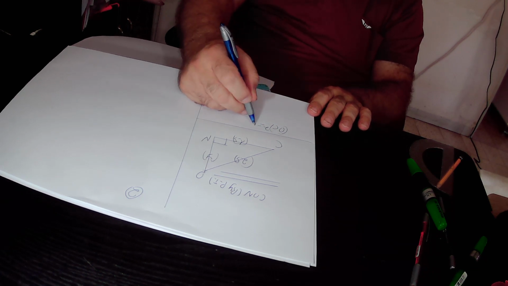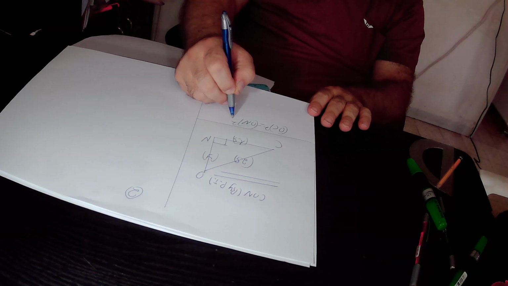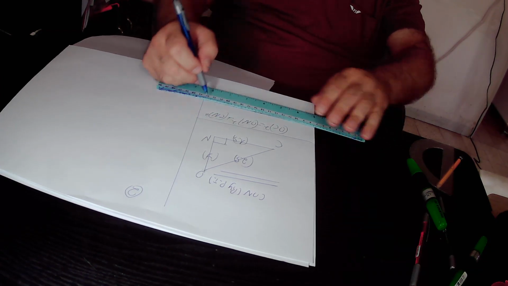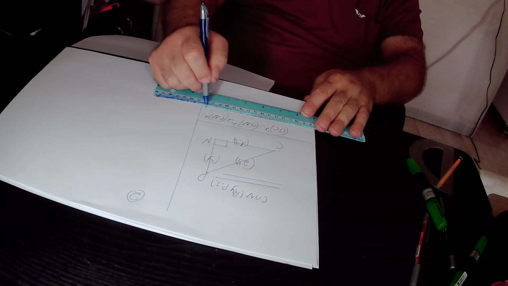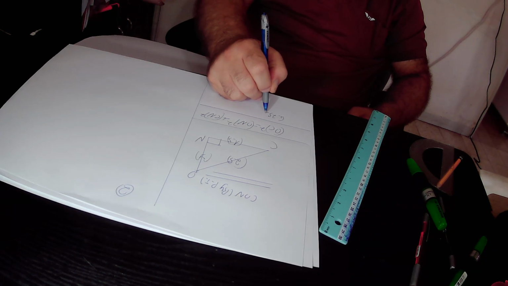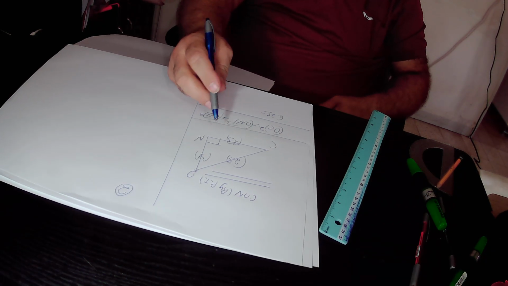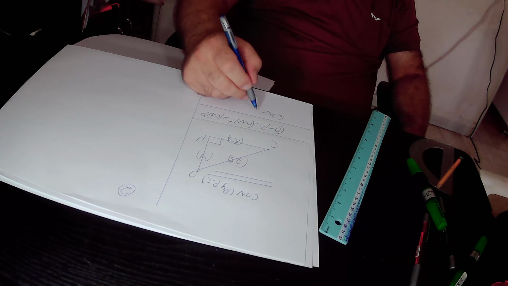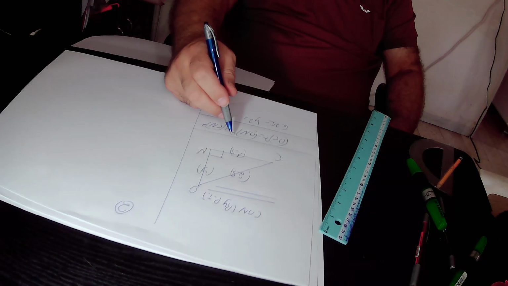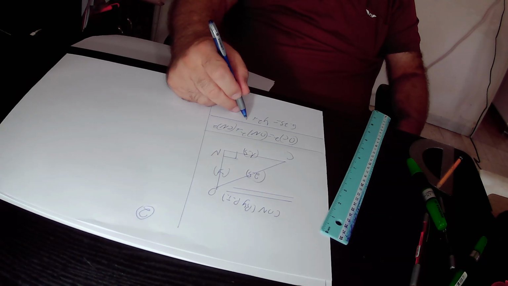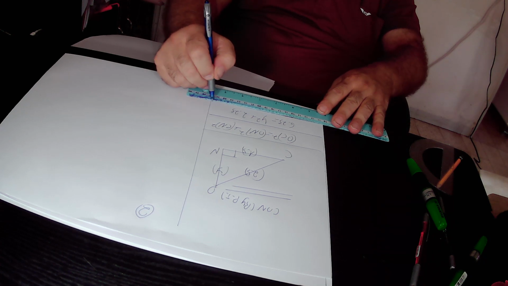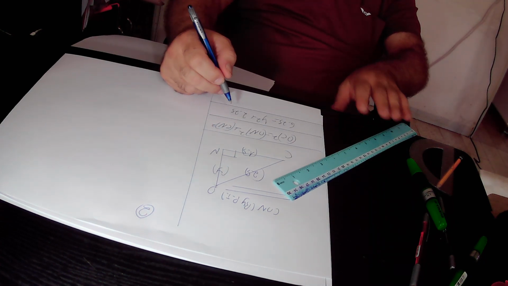equals ON squared plus CN squared. OC is 2.5, therefore OC squared is 2.5 squared, that is 6.25, and it equals ON squared. ON is y, therefore ON squared is y squared, plus CN squared. CN is 1.5, therefore CN squared is 1.5 squared, that is 2.25. So in total we found that 6.25 equals y squared plus 2.25.